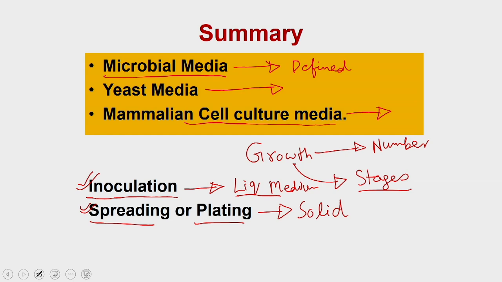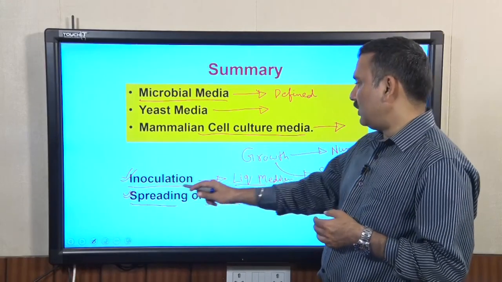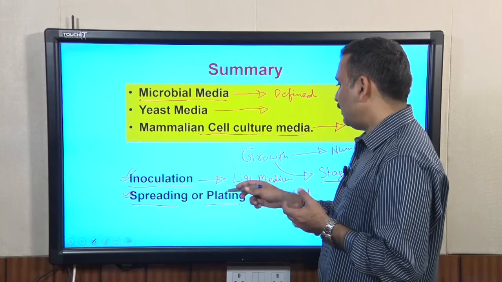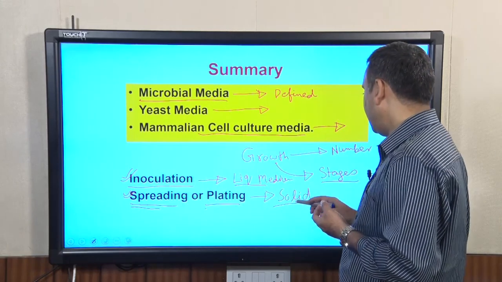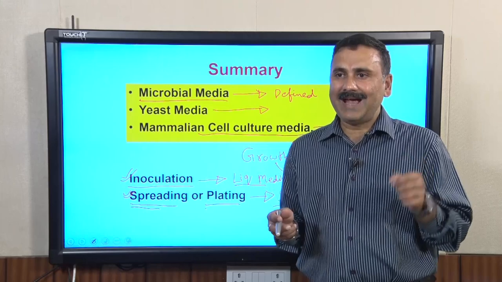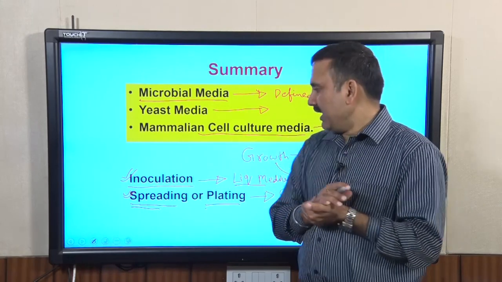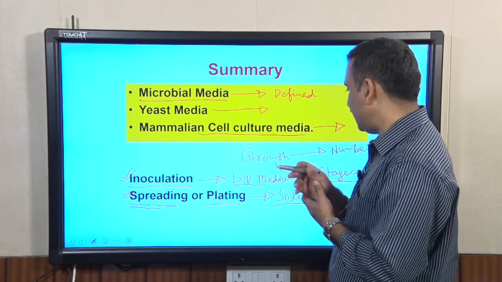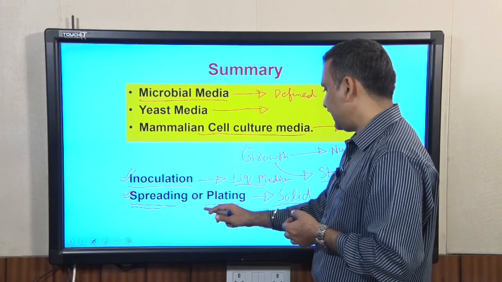In some cases, both of these techniques are used for different purposes. For example, when you inoculate in liquid media, you would like to grow the bacteria in a very large number, whereas when you would like to isolate a particular type of bacteria, you take a mixture of bacteria and spread it onto a solid media. In our previous lecture, we discussed that to make a solid media, you add a gelling agent such as agar, and the bacteria will grow on that solid media, so you can isolate a particular type of bacteria using these techniques.